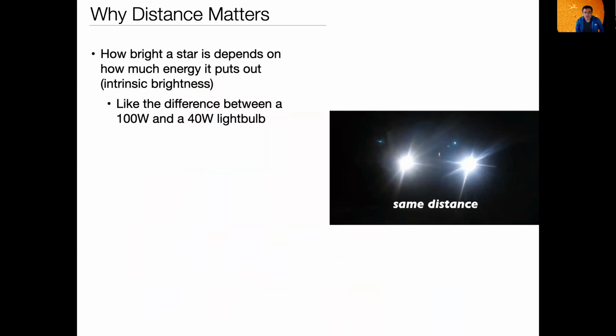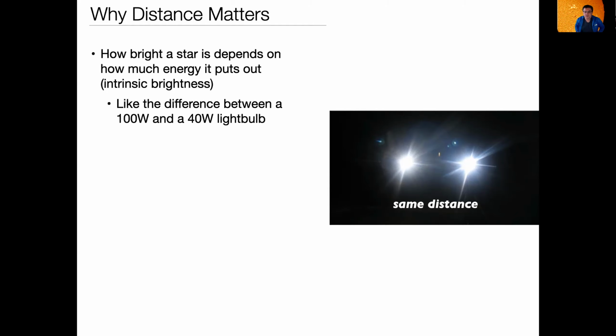So why does distance matter? Let's start there. How bright a star is fundamentally depends on how much energy the star is giving off at any moment. Just like in this image of the sun behind me, every little bit of the sun you can imagine is giving off the same amount of energy, and that energy spreads out into the universe. But if I add up all the energy from all the little pieces of the sun, that defines the total amount of energy and defines the total brightness of the sun.